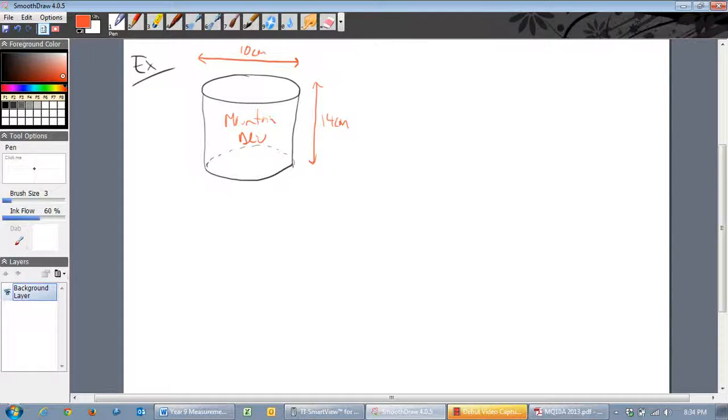Okay, right, let's just write down what we know first. Firstly, what's our radius? Our radius is half of our diameter, so it's 5. Our height is 14. They are important things. What's our formula? Our formula, total surface area of a cylinder, is equal to 2 pi r bracket r plus h.